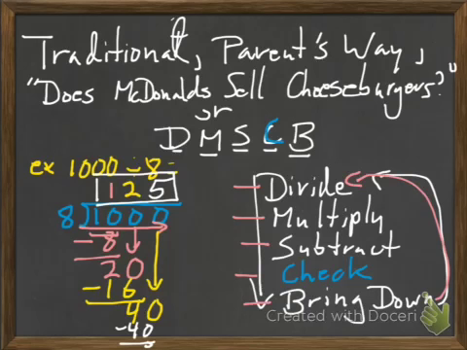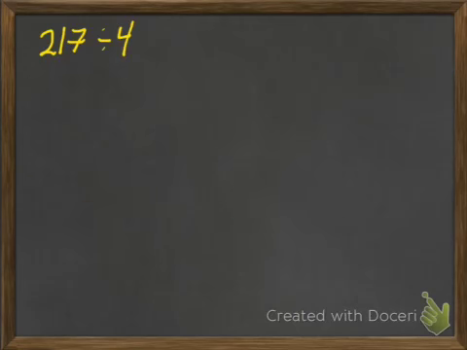Alright, so now if we're going to get familiar with it, let's go ahead and practice another one. Let's go to the next screen and take a problem like 217 divided by 4. Okay? Alright, again we reverse them. We put the 217 underneath, we put the 4 out front.